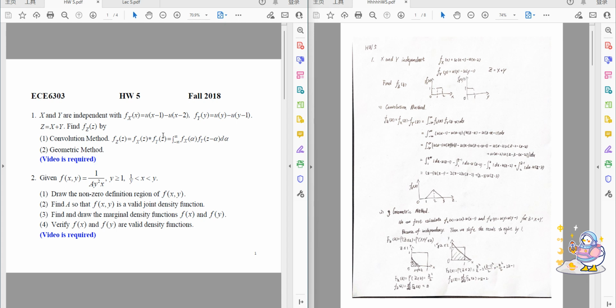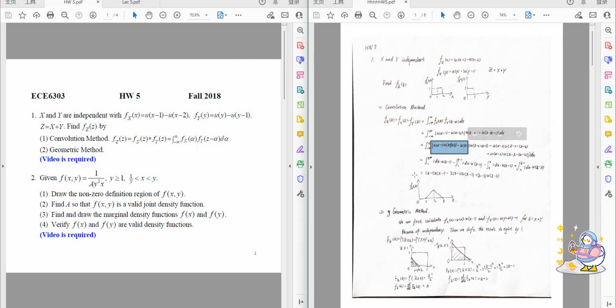So now we just use it. We put the PDF in the formula and calculate it step by step. It is just some integral method, and the key point I think is the integral of the step function, how to integrate the step function.